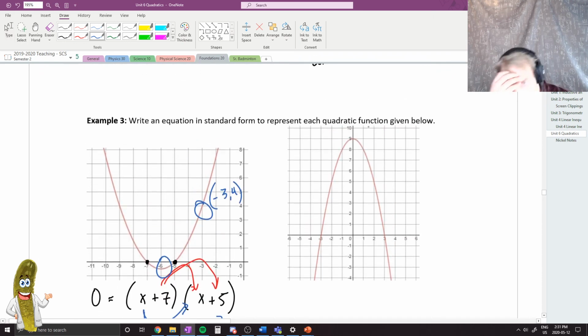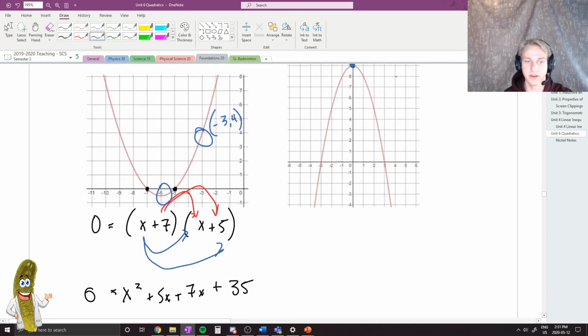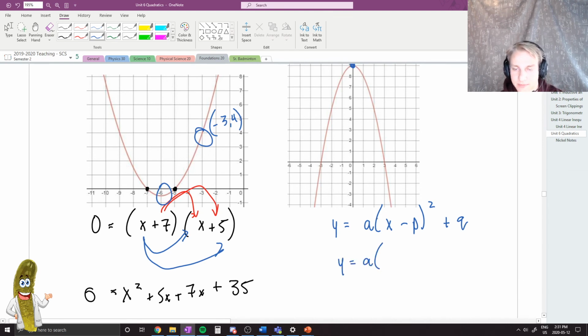When we do know what the vertex is, these graphs become a lot easier because we can graph it in vertex form. And if you'll remember, vertex form was y is equal to a times x minus p squared plus q. So we have the vertex here. We can go y is equal to a, and then we can plug in a point here as well, and we can solve for a, and then we can eventually figure out this graph.